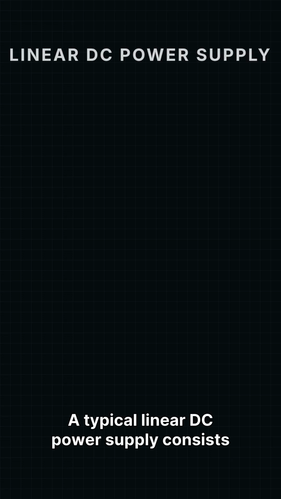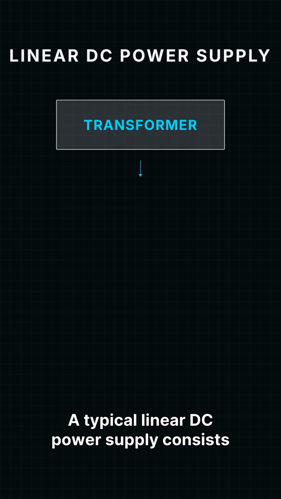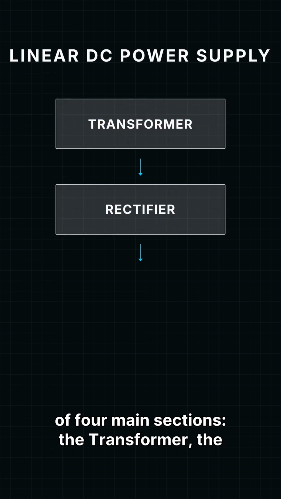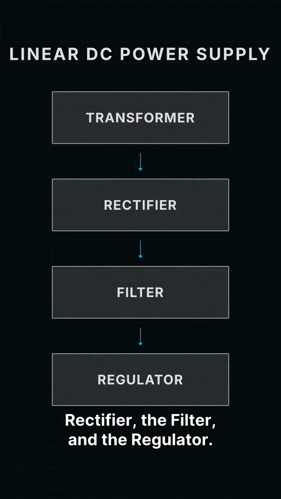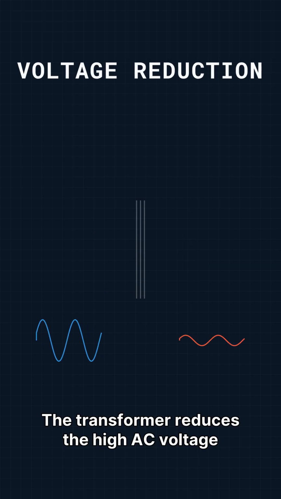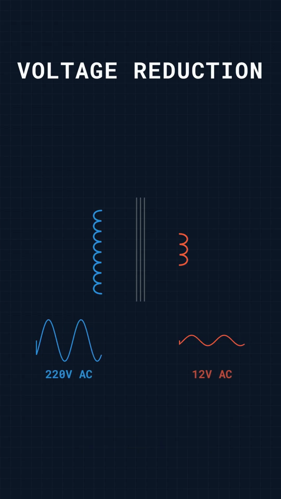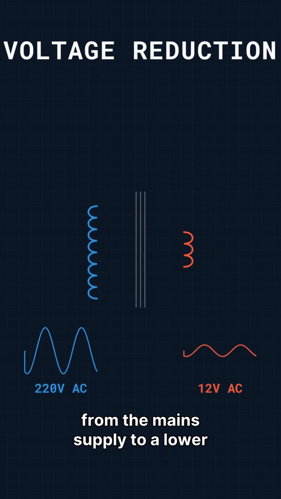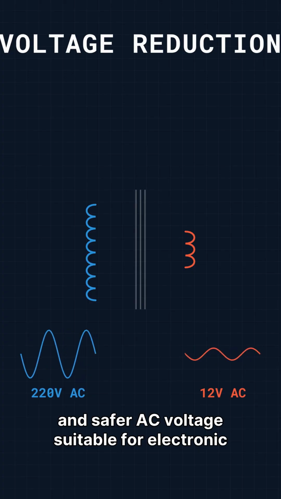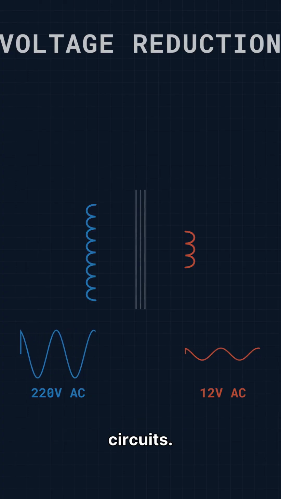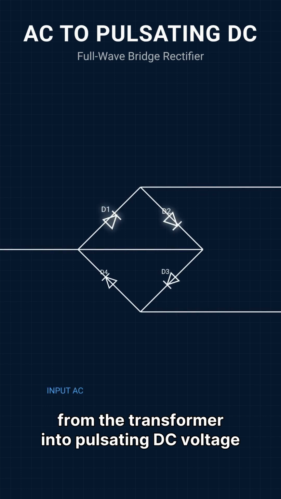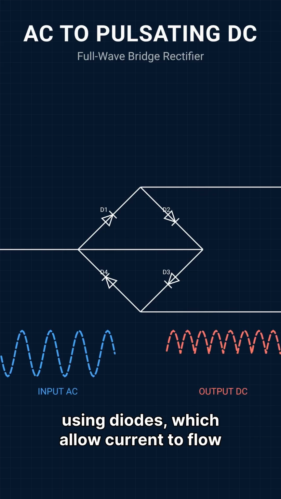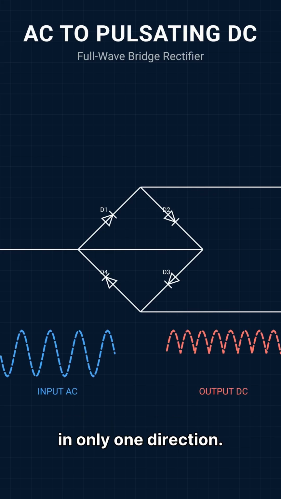A typical linear DC power supply consists of four main sections: the transformer, the rectifier, the filter, and the regulator. The transformer reduces the high AC voltage from the main supply to a lower and safer AC voltage suitable for electronic circuits. The rectifier converts the low AC voltage from the transformer into pulsating DC voltage using diodes, which allow current to flow in only one direction.